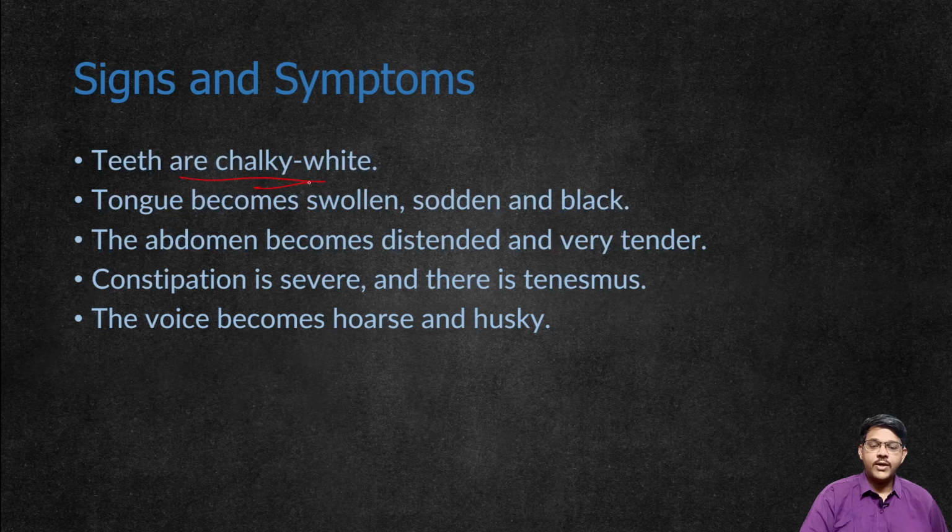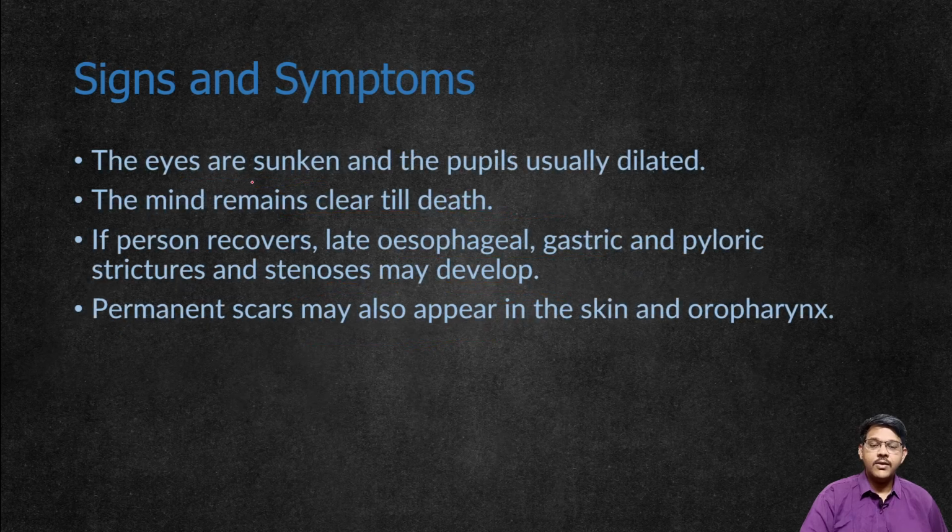Teeth become chalky white since the acid reacts with them. The tongue becomes swollen, sodden, and blackish. The abdomen becomes distended and very tender to touch. Constipation is severe and there is tenesmus, with severe pain during passage of stools. The voice becomes hoarse and husky if the person survives for a longer duration. The eyes are sunken and pupils are dilated. The mind remains clear till the person dies.